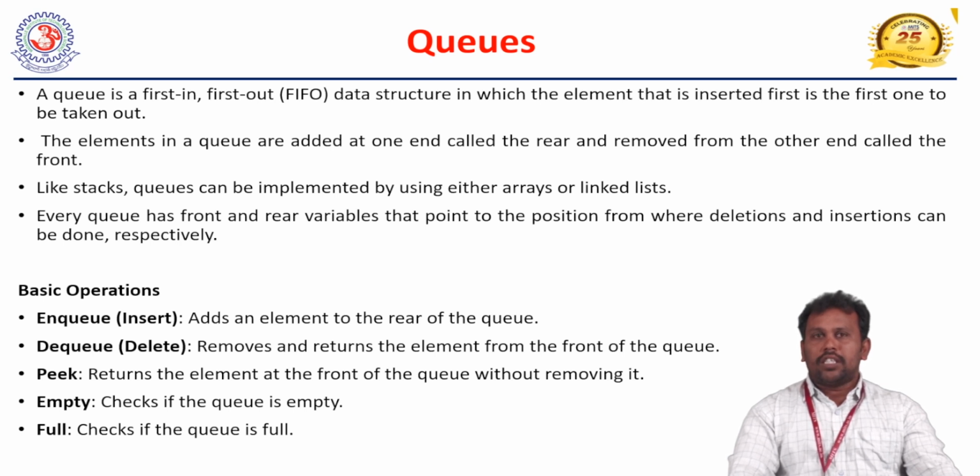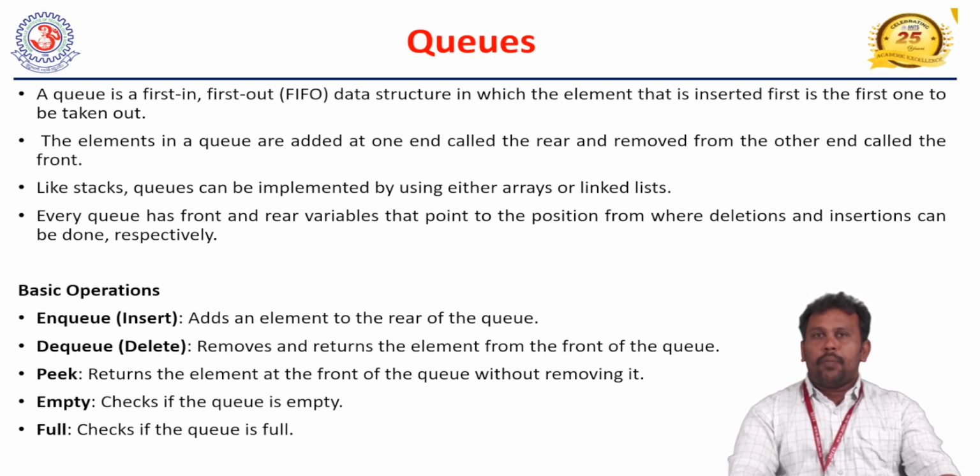Like stacks, queues can be implemented using either arrays or linked lists. We discussed this previously. Every queue has front and rear variables that point to the positions from where deletion and insertion can be done respectively. We insert elements at one end, called rear, and remove elements from the other end, called front. With every insertion, rear will be incremented, and with every deletion, front will be incremented.